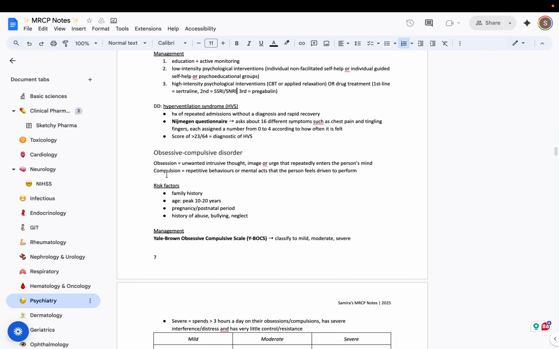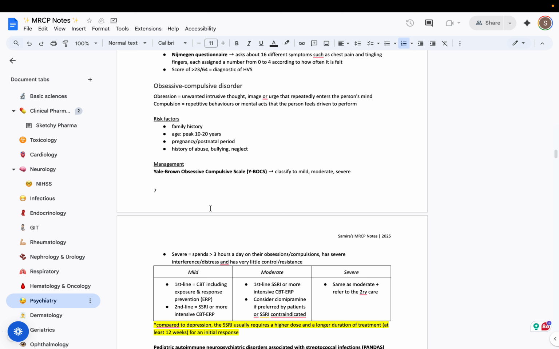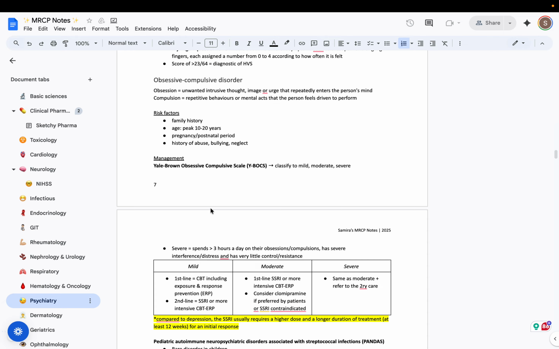Compulsion is a repetitive behavior. The peak age is 10 to 20 years. It also happens in pregnancy. These are the risk factors. Family history. The Yale-Brown OCD scale classifies OCD to mild, moderate, severe.